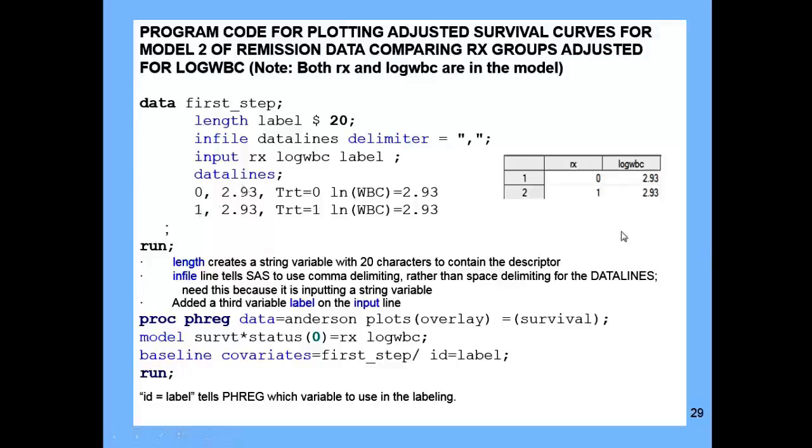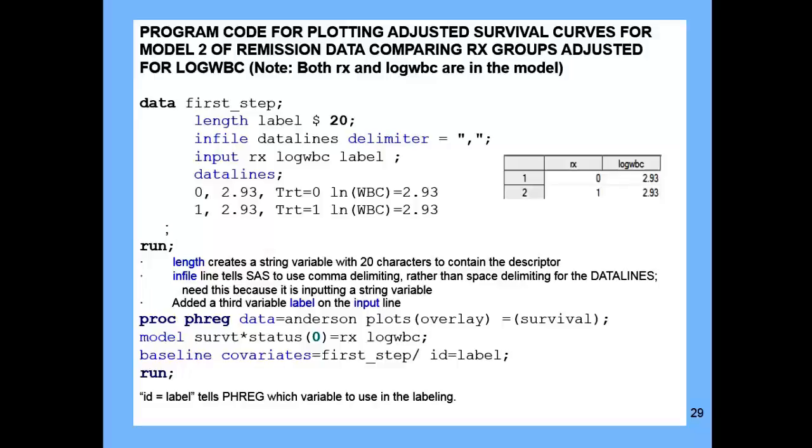We define an initial data layout that actually has only two variables in there, 0 and 2.93 and 1 and 2.93. Why are those values there? Because of how you're going to plot the survivor curves for the treatment and for the placebo adjusted for log white blood cell count. If you do 0 and 1 for treatment, then you're looking at both groups. If you do 2.93 for log white blood cell count, you're assuming both groups have the same mean. So you're defining a data set to tell the computer what you want to plug in for the X's to get the survivor curves.